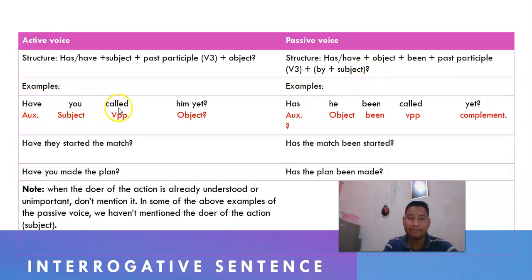Example: have you called him yet? Have is in this case the auxiliary. You is the subject, called is the verb in past participle. Him yet is the object. Okay. The passive voice: has he been called yet? Auxiliary: has. He is the subject, been called yet is the complement. Okay?